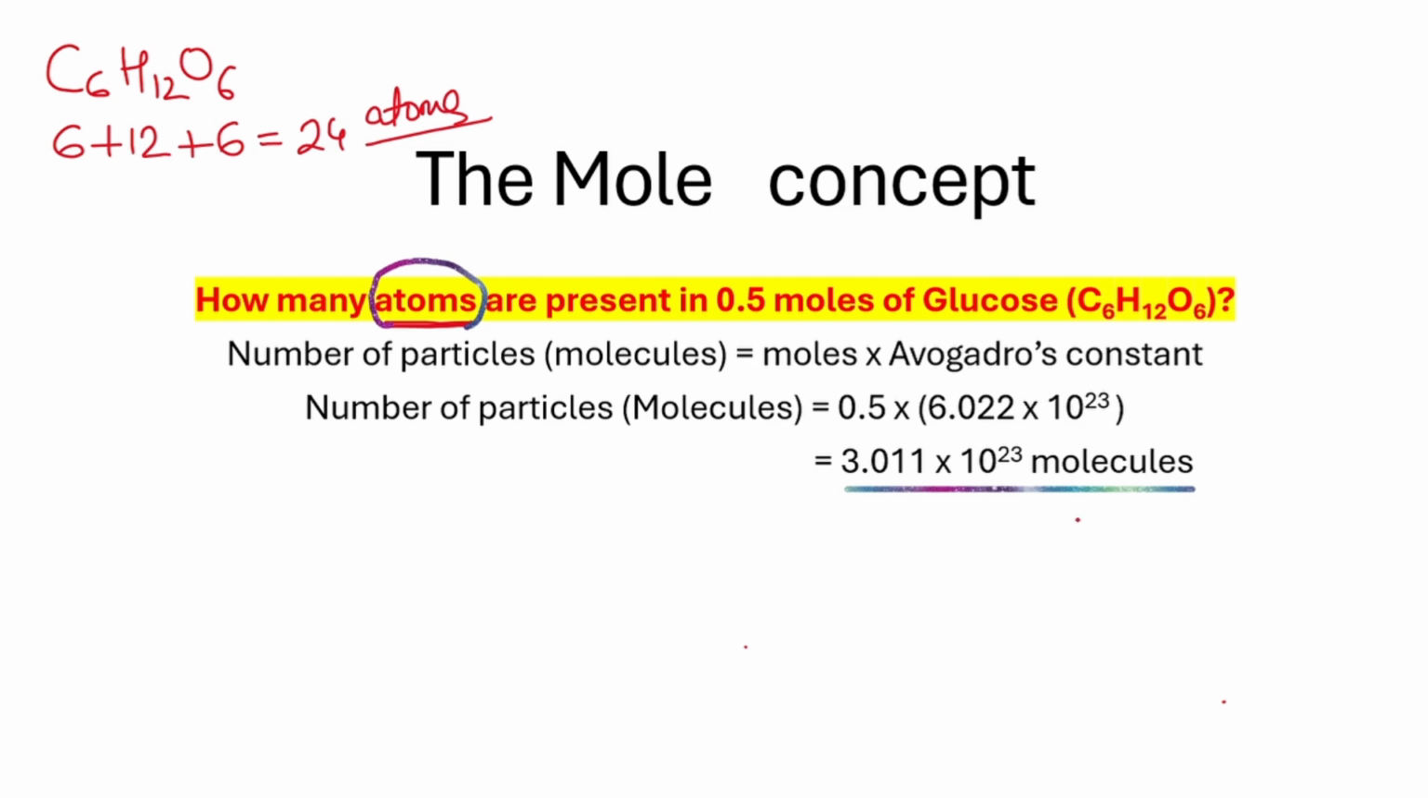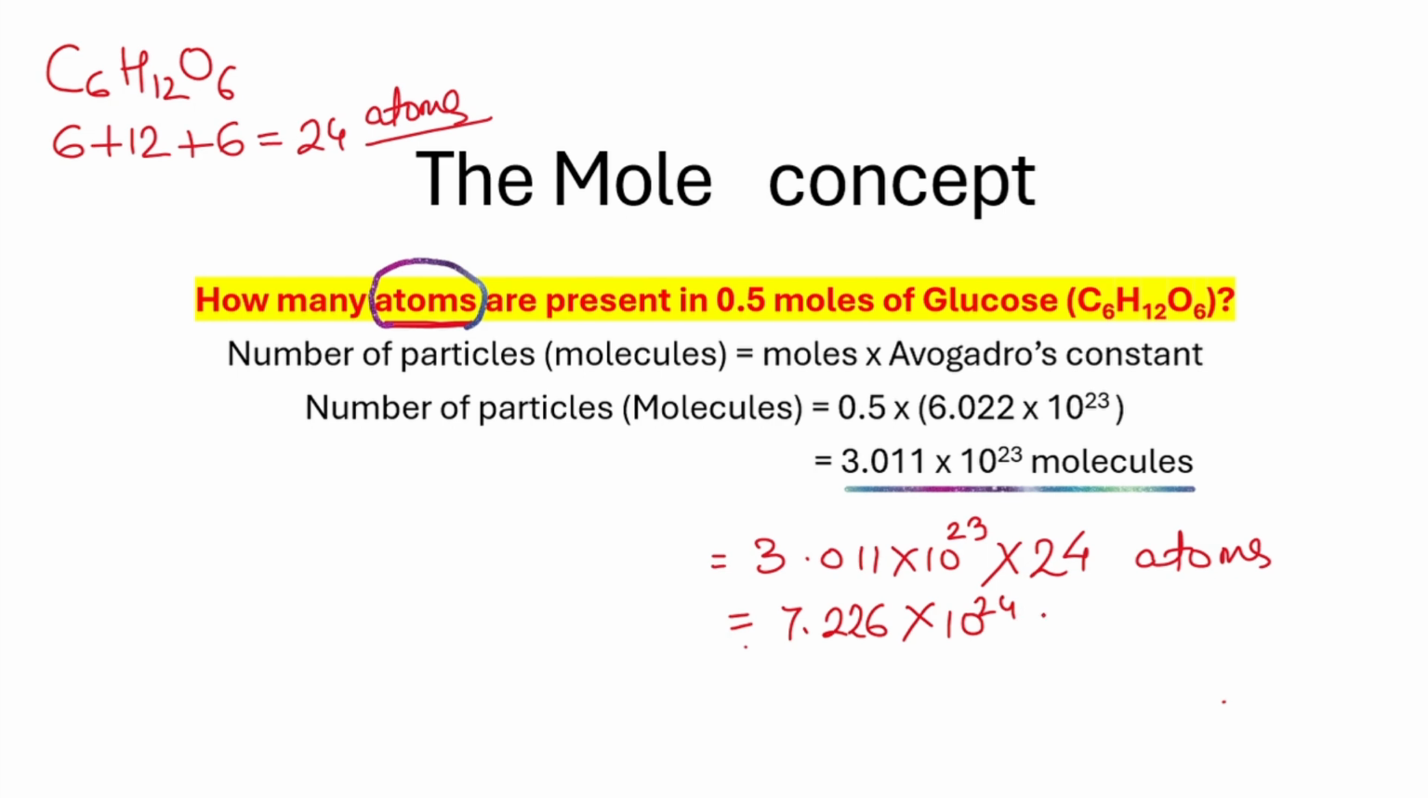Which means now we have 3.011 times 10 to the power 23 molecules. And just because one molecule has 24 atoms, we'll take this number of molecules, 3.011 times 10 to the power 23 molecules, and multiply by the total number of atoms, which is 24, to get the total number of atoms. So this is equal to 7.226 multiplied by 10 to the power of 24 atoms.